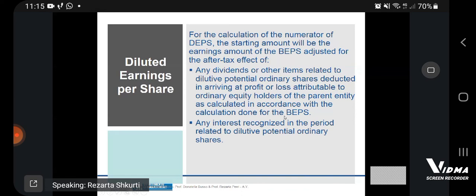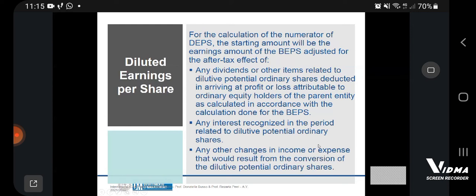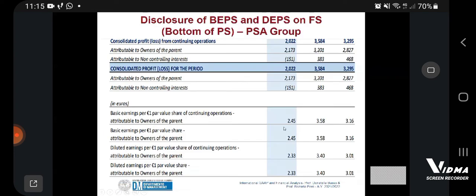In case we have any interest that is recognized in the period that is related to dilutive potential ordinary shares, and also if we have any other changes in income or expenditure that would result from the conversion of the dilutive potential ordinary shares. Okay, that was technical stuff about calculating diluted earnings per share.